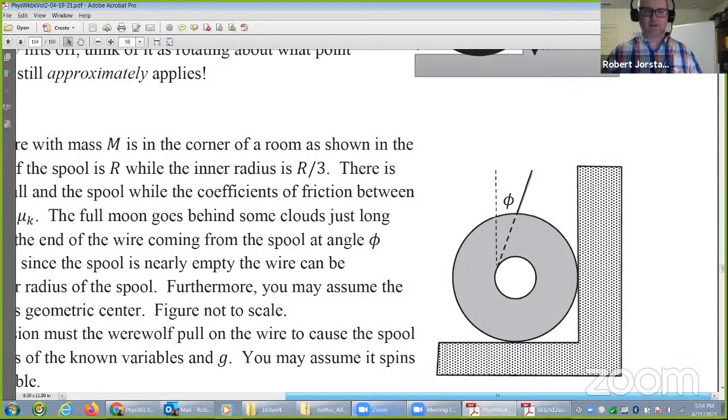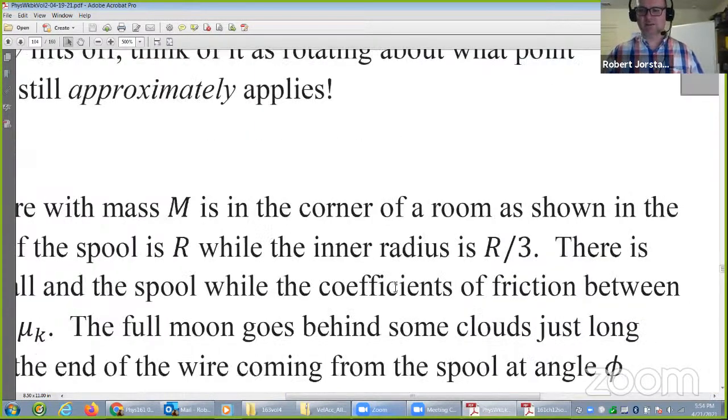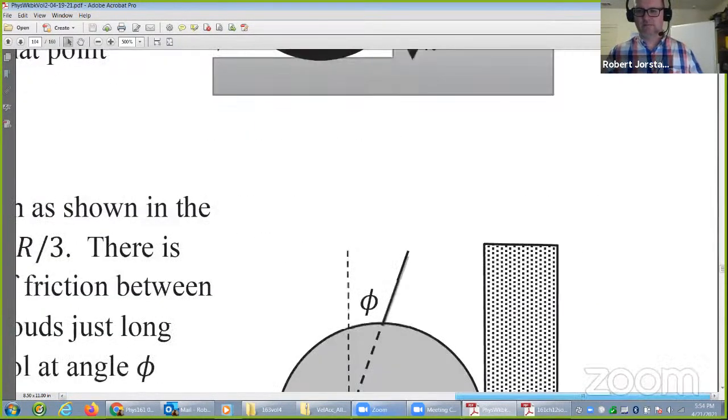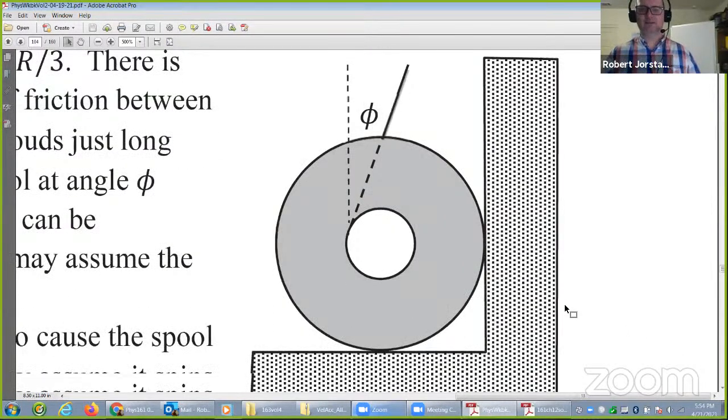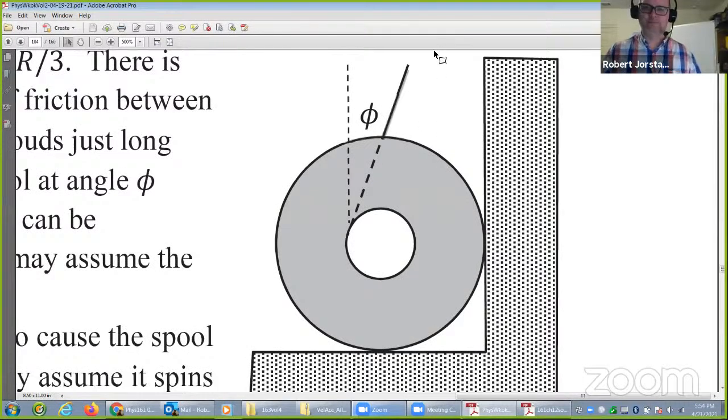I want to draw the forces. That's what helps us understand this, right? Oh, looks like I got a stupid little shadow on there. Sorry about that. Somebody tell me one force acting on this.